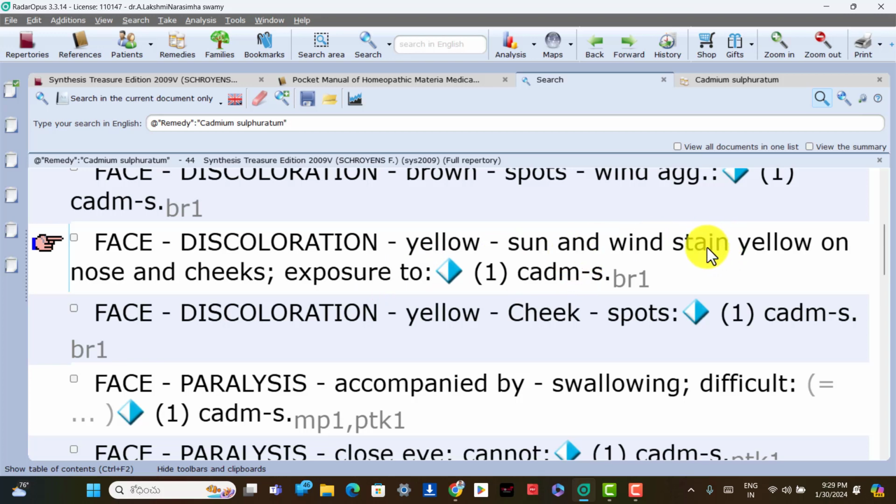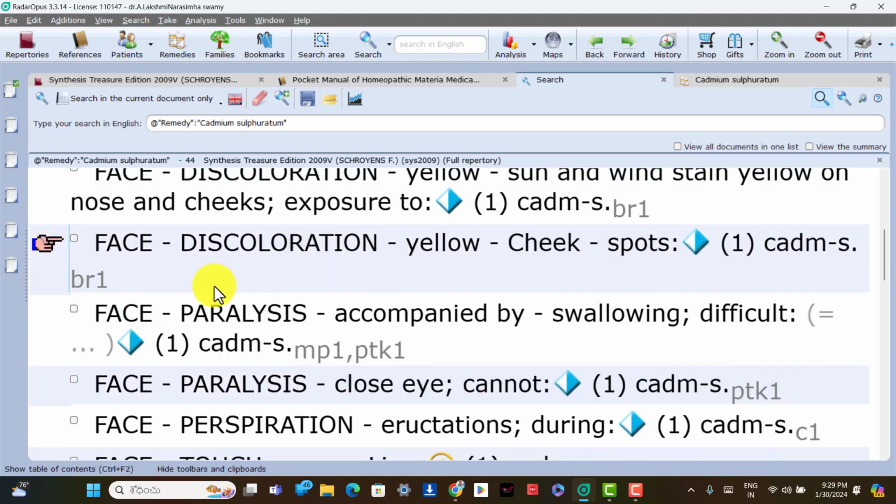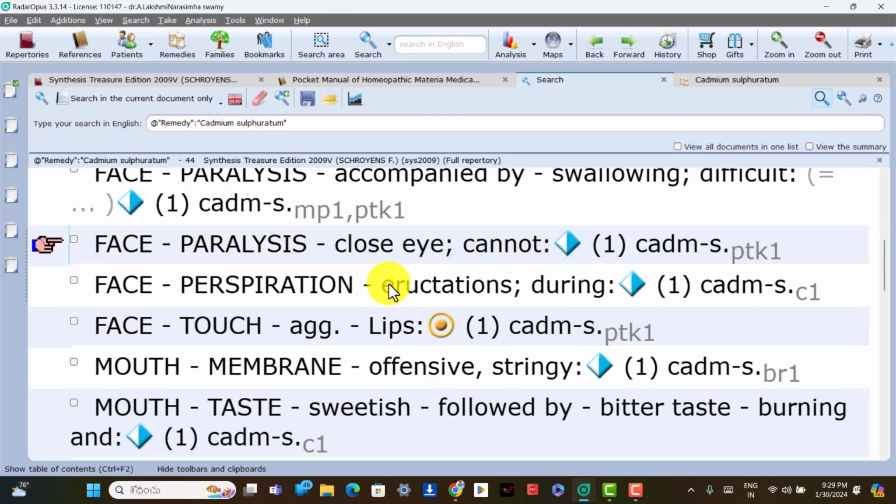Face discoloration, yellow, sun and wind stain. Exposure to sun and wind stain yellow on nose and cheeks is present. Think Cadmium sulph. This condition is present in cancerous conditions or liver cirrhosis, liver cancer. Face discoloration, yellow, cheek spots, Cadmium sulph. Face paralysis accompanied by difficult swallowing is present. Think Cadmium sulph. Face paralysis, cannot close eye is present. In that condition, we can use Cadmium sulph.